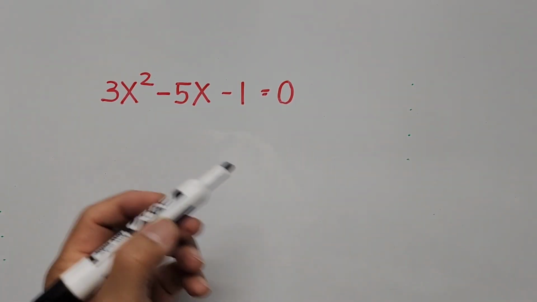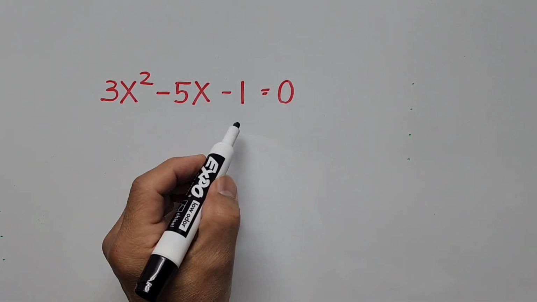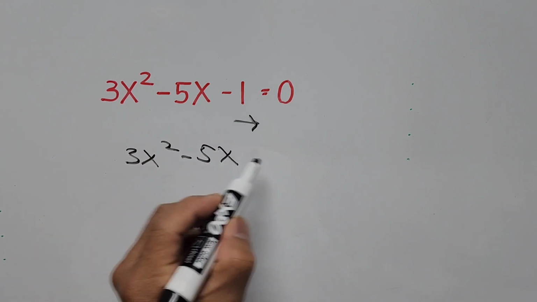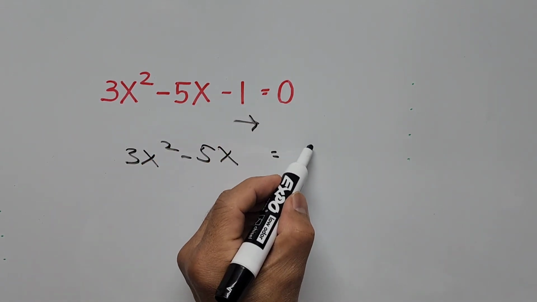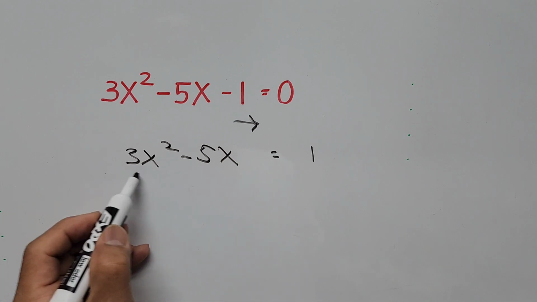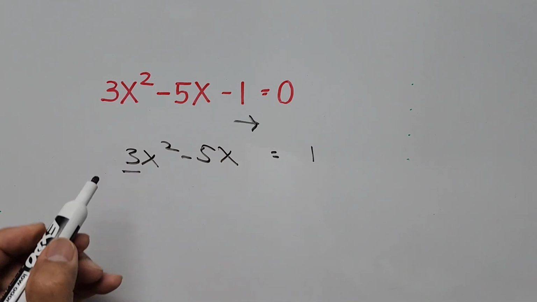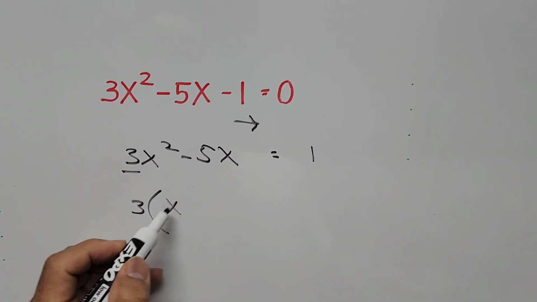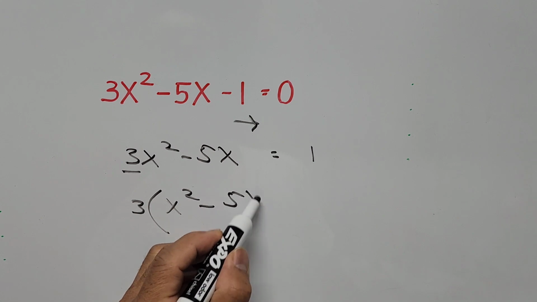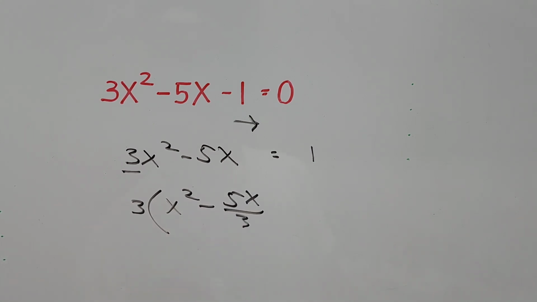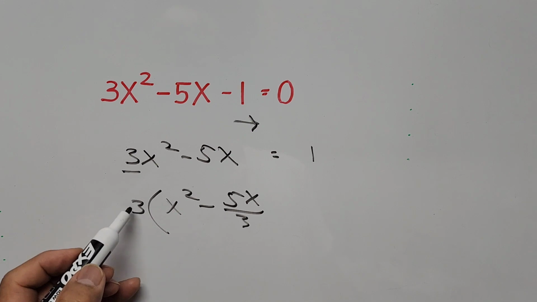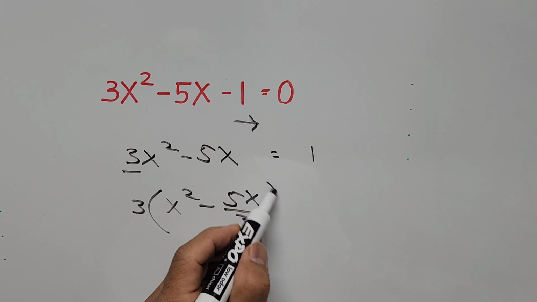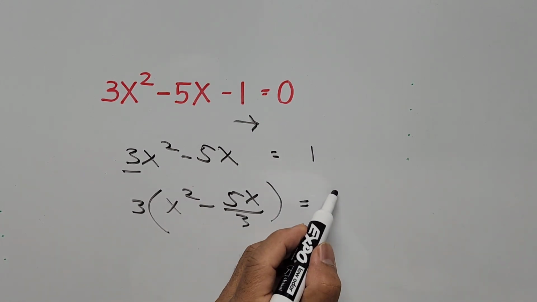Okay, so first transform this equation, putting the constant to the right. So we have 3x squared minus 5x equals negative 1 becomes positive 1. And here we have the leading coefficient 3. So we can factor that out. So we have now 3 times the quantity x squared minus 5x over 3, right? Since we have 3 over here, if we multiply 3 times 5 over 3, we end up with just 5. And the right hand side remains the same.